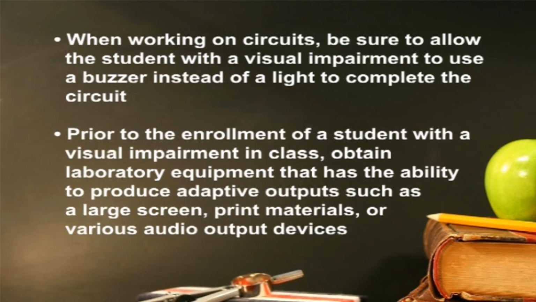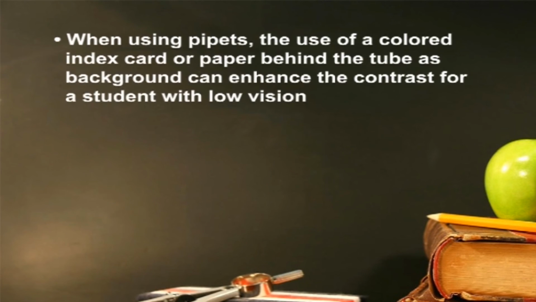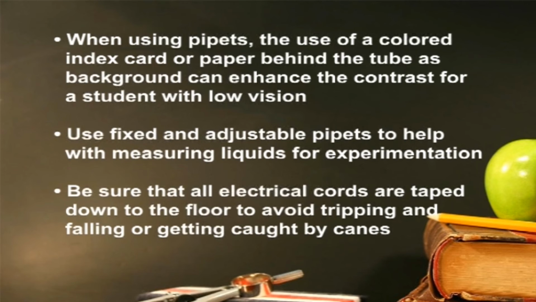Prior to the enrollment of a student with a visual impairment in class, obtain laboratory equipment that has the ability to produce adaptive outputs such as a large screen, print materials or various audio output devices. When using pipettes, the use of a colored index card or paper behind the tube as background can enhance the contrast for a student with low vision. Use fixed or adjustable pipettes to help measure liquids for experimentation.